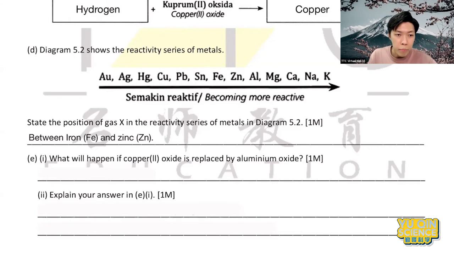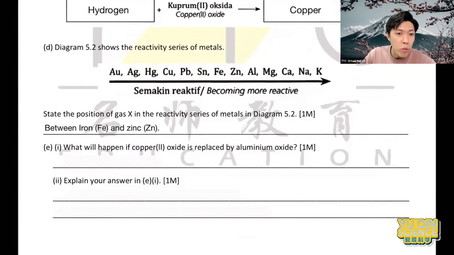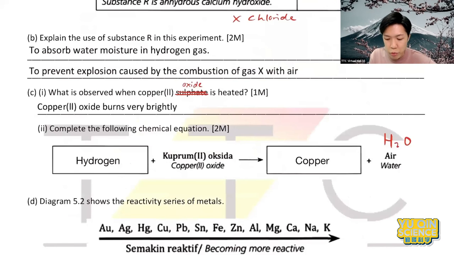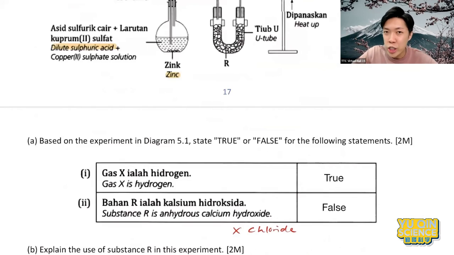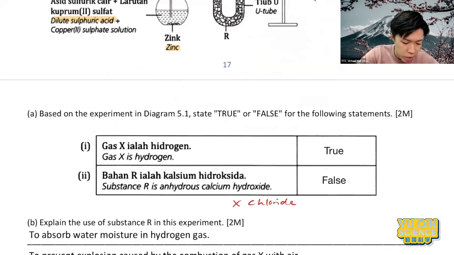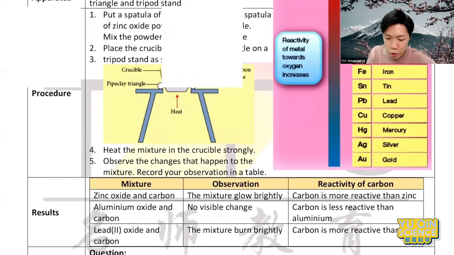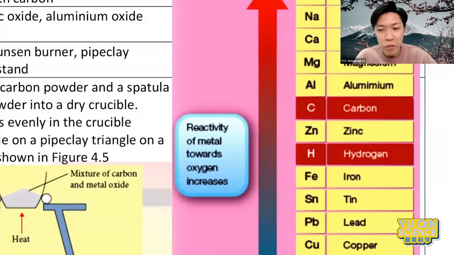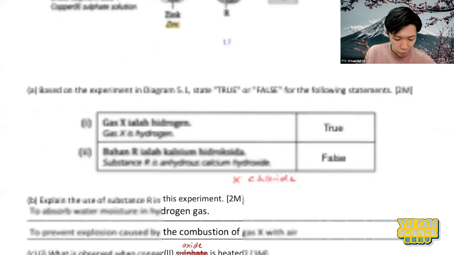What will happen if copper oxide is replaced by aluminium? Currently it's doing copper, right? If we replace with aluminium, do you think hydrogen can reduce aluminium oxide? Quite straightforward, everybody. How can you go after someone who is better? Aluminium is more reactive. So the answer is no.